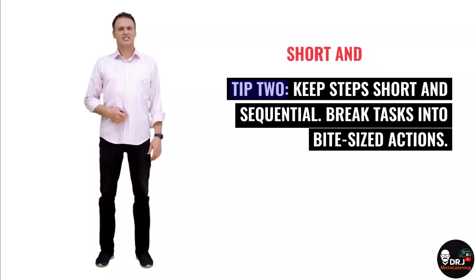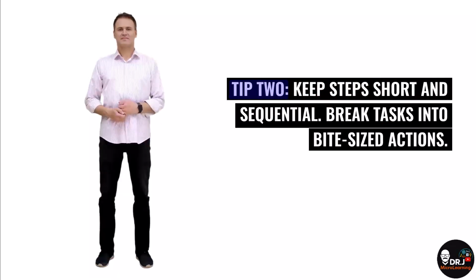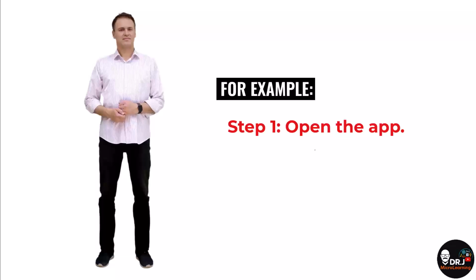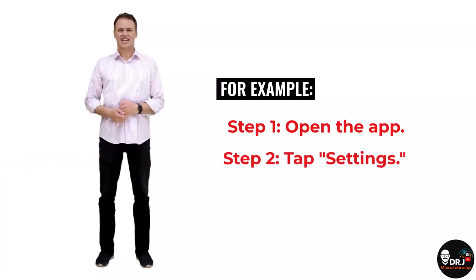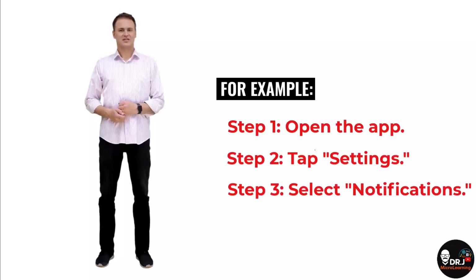Tip 2. Keep steps short and sequential. Break tasks into bite-sized actions. For example, step 1, open the app. Step 2, tap Settings. Step 3, select Notifications.